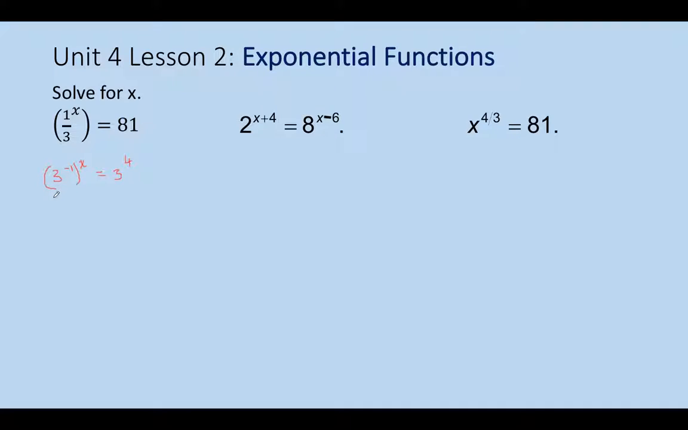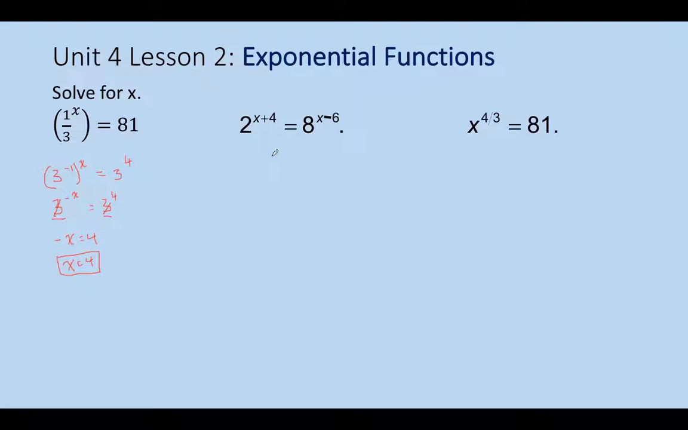And, well, I could just continue here, and this would be 3 to the -x if I multiply these two things, exponent to an exponent, and then 3 to the 4th over here. Well, if I have the same base, I can do a little trick where I just essentially cross those out, and I get -x equals 4, and so that means x equals -4.